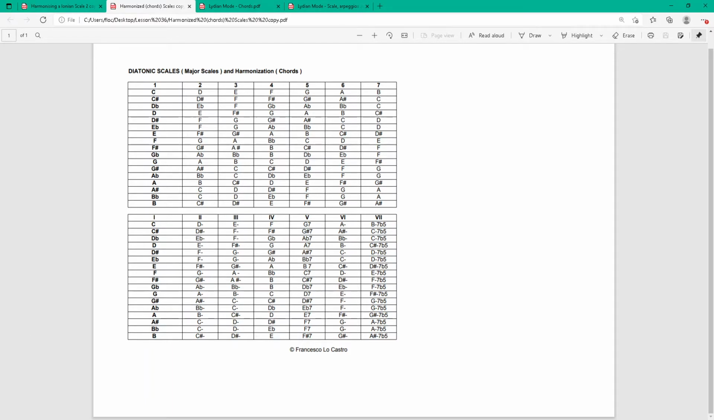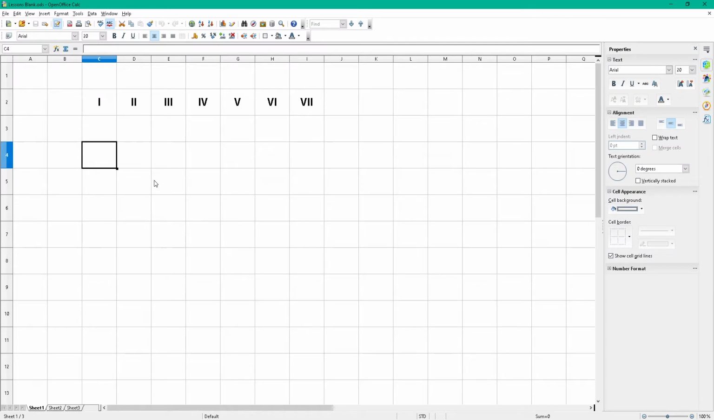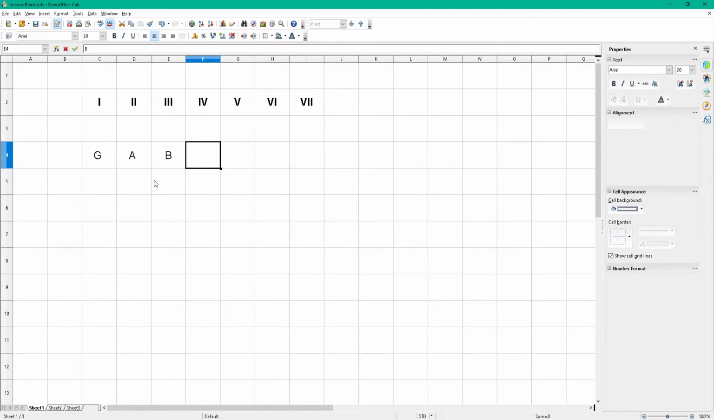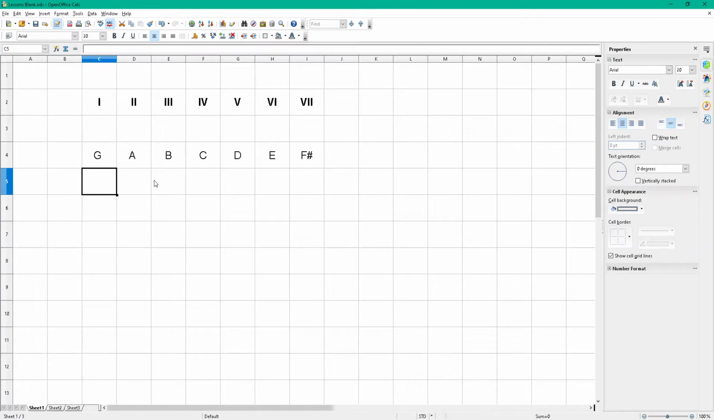Now, in order to understand Lydian, let's write down G. I'm writing basically a G major scale, and F sharp. Now, if I think of this scale in terms of intervals, I can write simply, we know that the sequence is 1, 2, 3, 4, 5, 6, 7. We've done this literally at lesson 1. Now, let's start from the fourth degree, so what we're going to call Lydian.